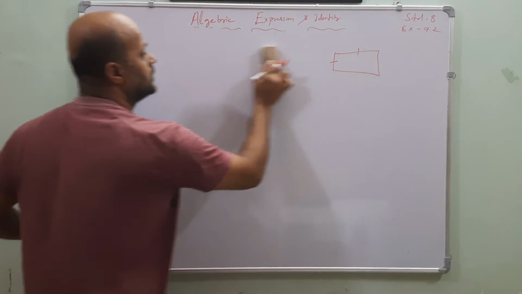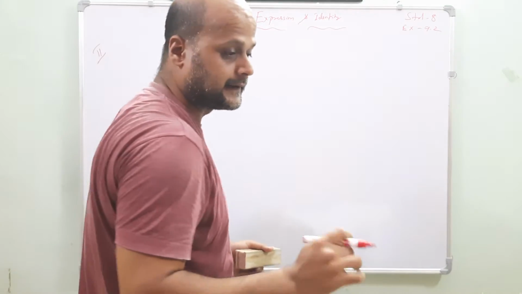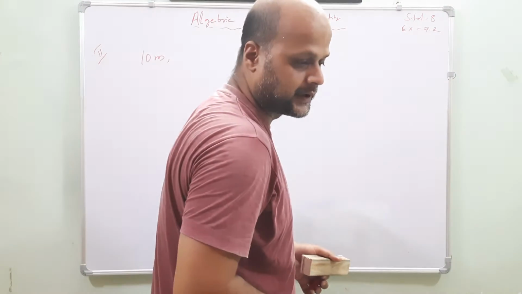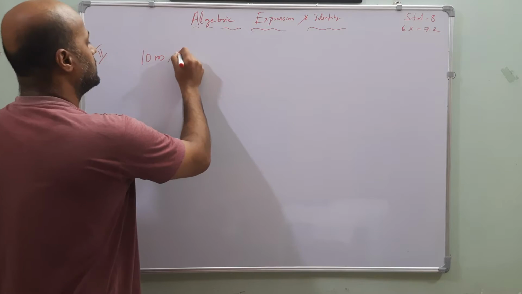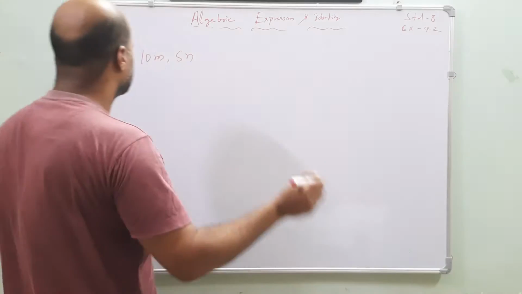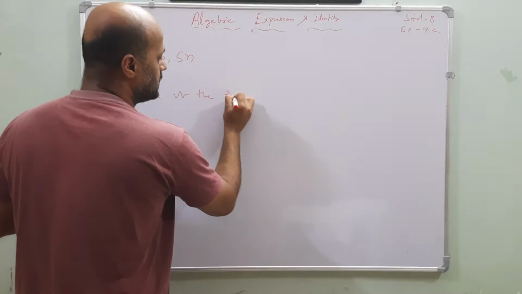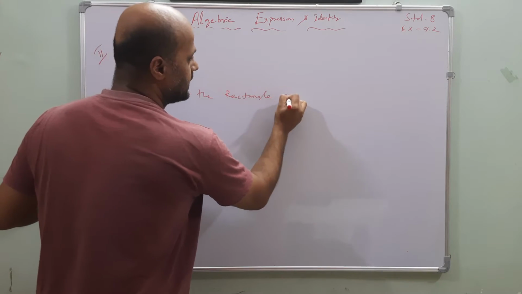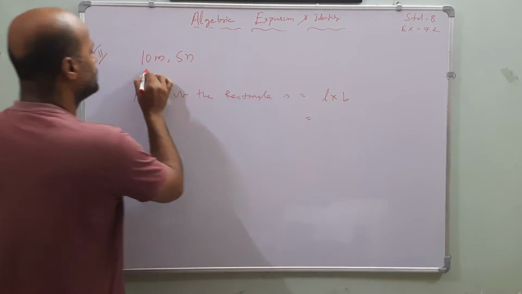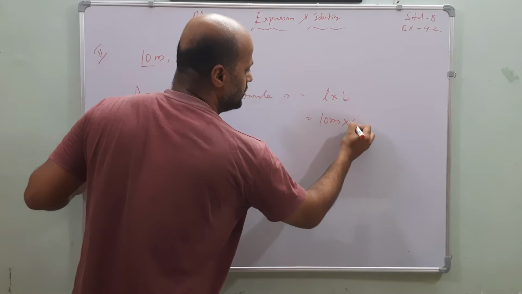Now, the second one: 10m and 5n. Now 10m and 5n are the two sides of the rectangle, so find out the area of the rectangle. It is length into breadth. Length is the bigger one. So between these two, which one is bigger? 10 is bigger. So right here, 10m into 5n.